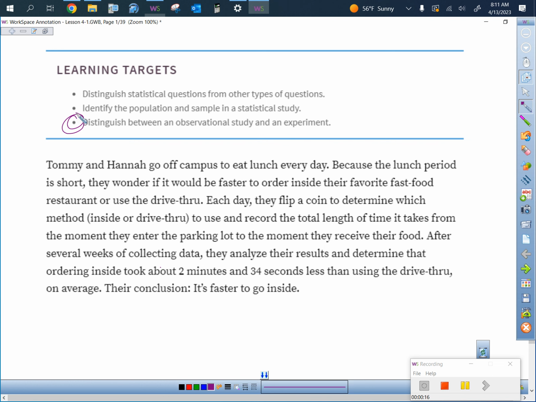What they do is they collect the data. They record the total length of time it takes from the moment they enter the parking lot to the moment they receive their food. After several weeks of collecting that data, they analyze it and determine that ordering inside took about 2 minutes and 34 seconds less than going through the drive-thru. Here's their conclusion: it's faster to go inside. This is just an example of the statistical problem-solving process.